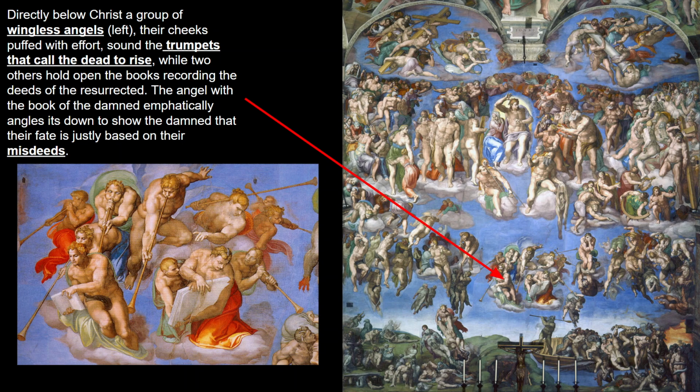Towards the bottom, right below Christ, we have some wingless angels, so we're not seeing the typical wings, but we do see their trumpets, which is calling the dead to rise, so bringing up the souls. And then we have this difference between those that are going to go to heaven versus those that are going to go to hell. So heaven's going to be more towards the left-hand side, hell's going to be more towards the right, but mostly up heaven, down hell.